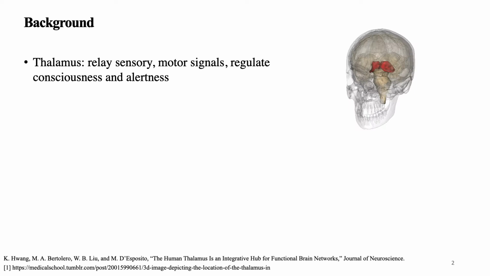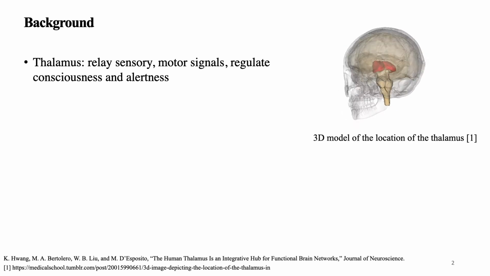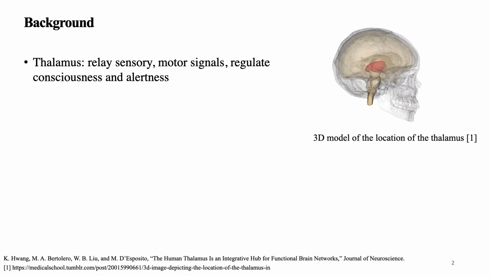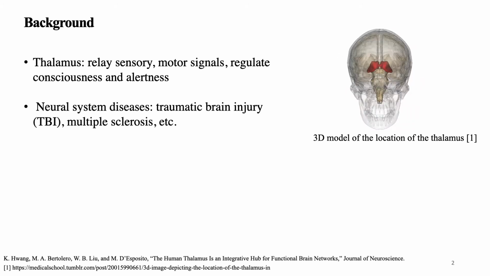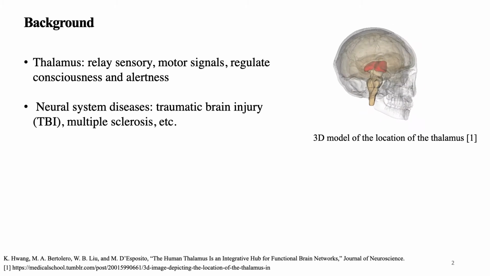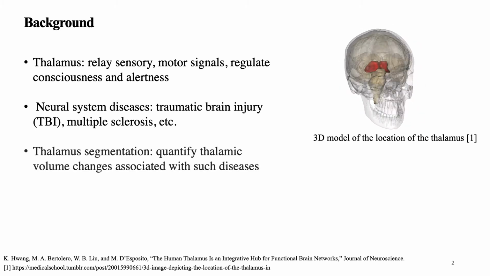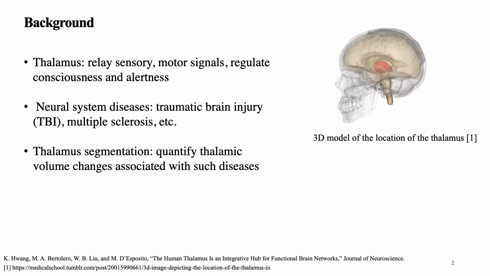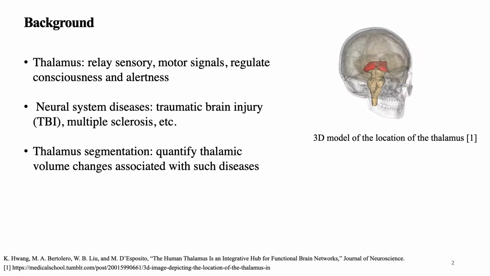To begin with, let's get some background of the thalamus. The thalamus is a very important part of the brain. It monitors the signals, regulates consciousness and alertness. Here is a 3D model showing the position of the thalamus in the skull. The thalamus is associated with many neural system diseases such as traumatic brain injury and multiple sclerosis. Therefore, being able to calculate the thalamus volume is very important to quantify such diseases.